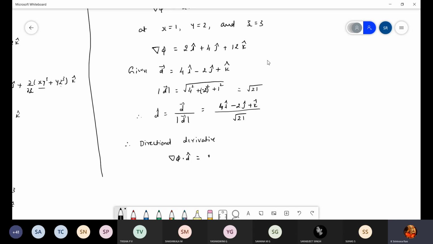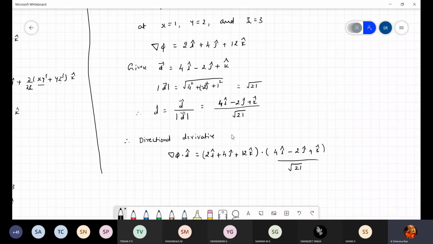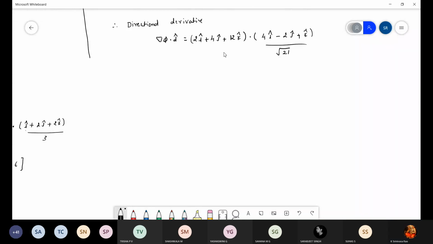Grad phi dot d cap. Grad phi is 2i plus 4j plus 12k, dot 4i minus 2j plus k divided by root 21. That root 21 you can take outside, so that becomes 1 by root 21.